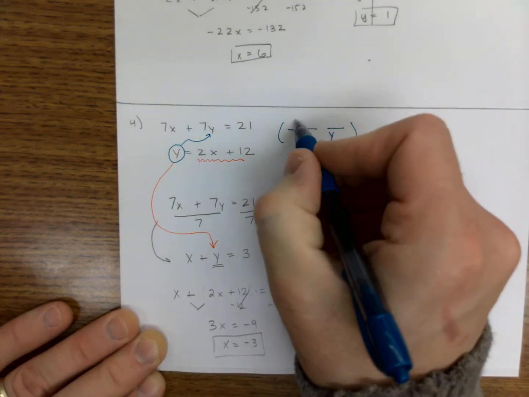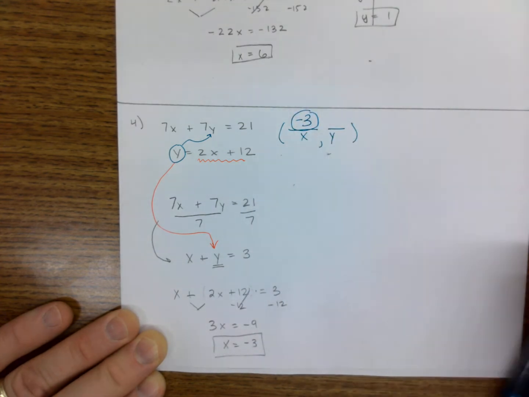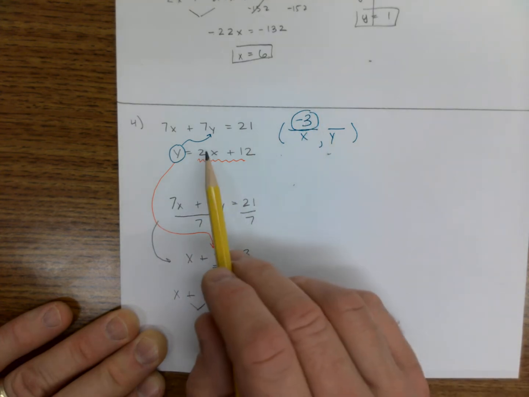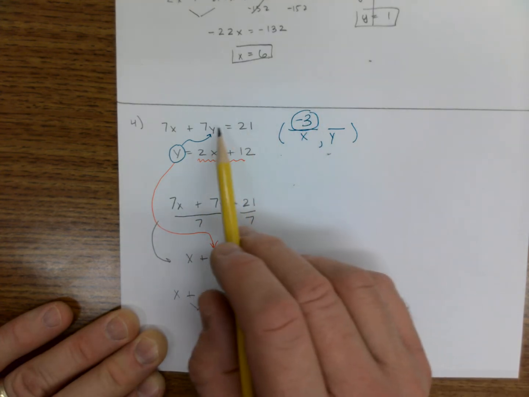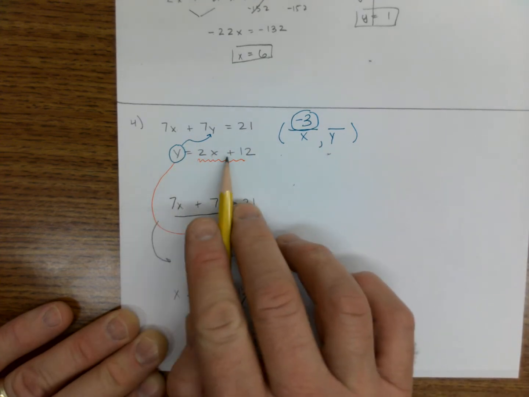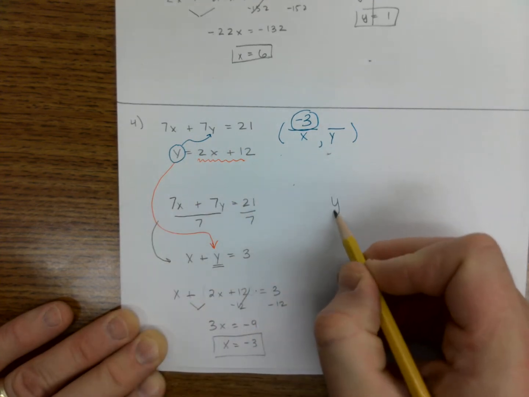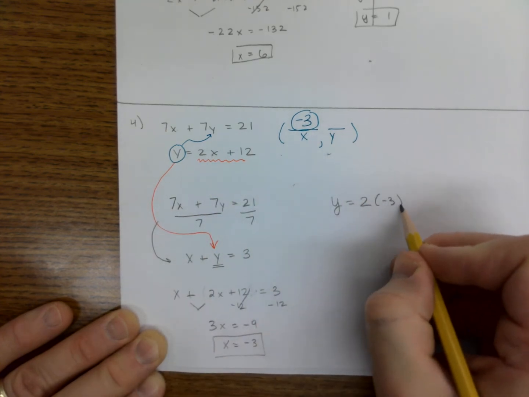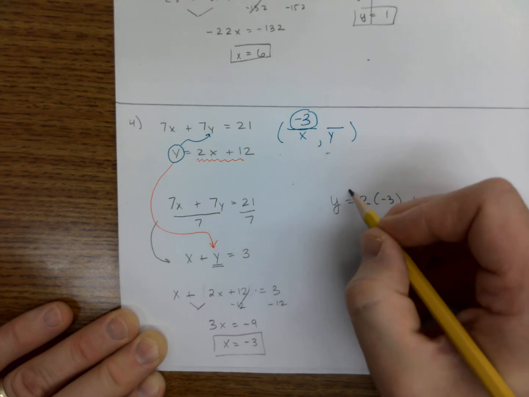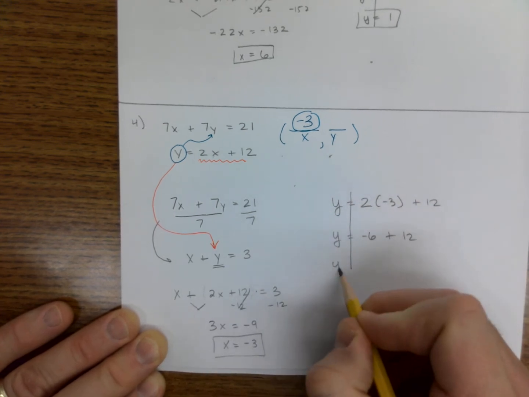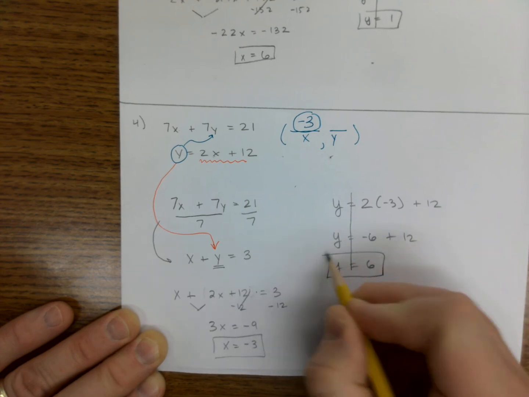All right, we are halfway done. We have one of our values here. X is negative 3. All right, now what happens when I take this and I plug it into this one, or I can take this and plug it into this one. Either one is fine. The bottom one's set up nice to tell me what y is. So I'm going to say y is equal to 2 times negative 3 plus 12. Y is equal to negative 6 plus 12. Y is equal to 6.